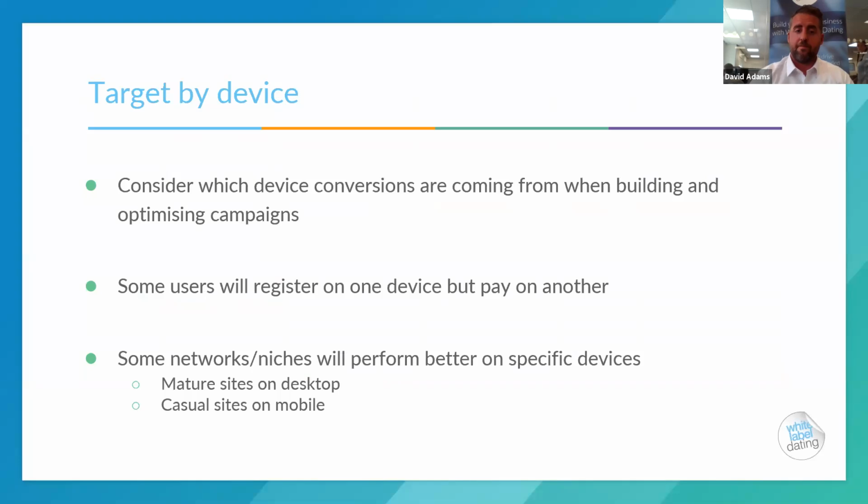Targeting by device. By targeting by device, consider which device conversions are coming from when building and optimizing campaigns. Some users may register on one device but pay on another, so it's worth considering that. And some networks and niches will perform better on specific devices. So as an example, mature sites on desktop may perform better. Casual sites on mobile may perform better. But there's one overarching rule here: we never, ever make assumptions when it comes to what traffic may or may not do. Let the data lead you into making a decision.